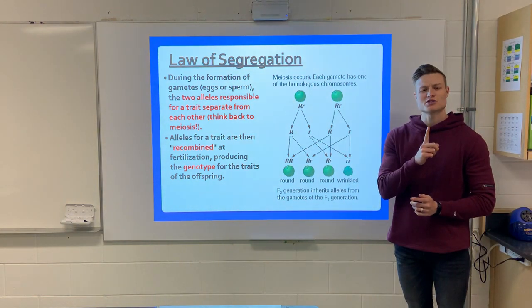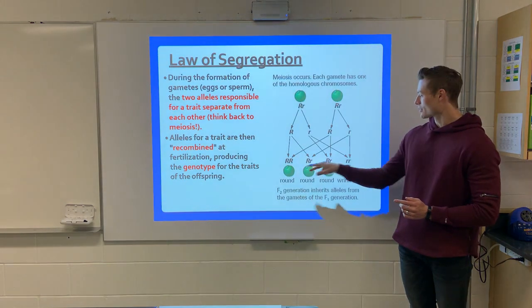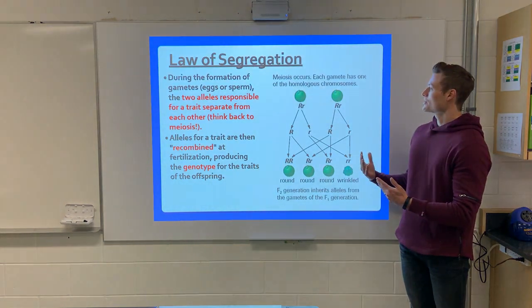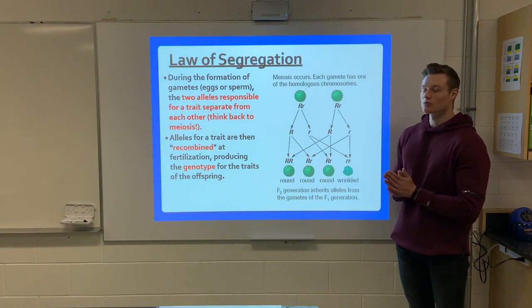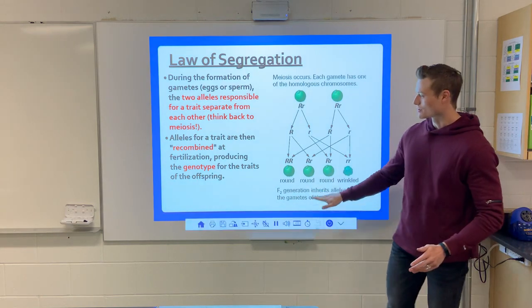And that gets me a ratio. And if you remember from the previous lesson, what would that ratio be? A 1 to 2 to 1 ratio. So, law of segregation, simply during meiosis, the chromosomes will segregate or separate, which means you're getting one allele from each parent.